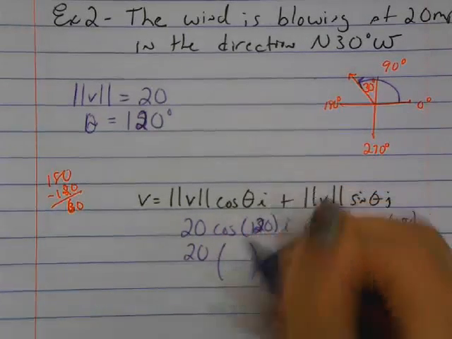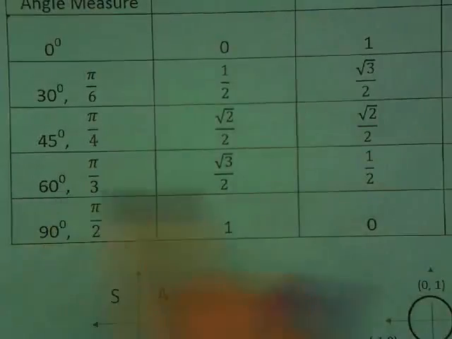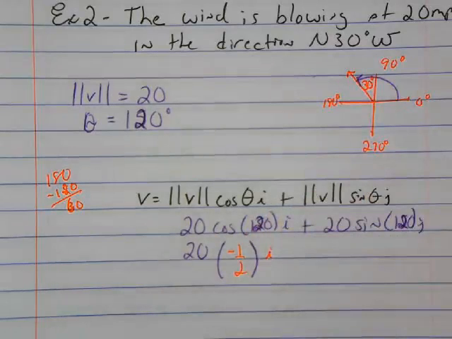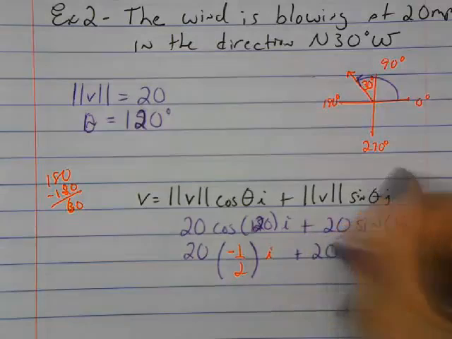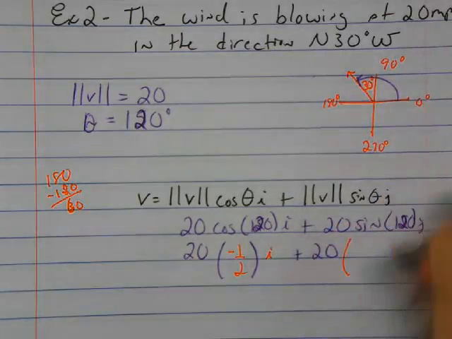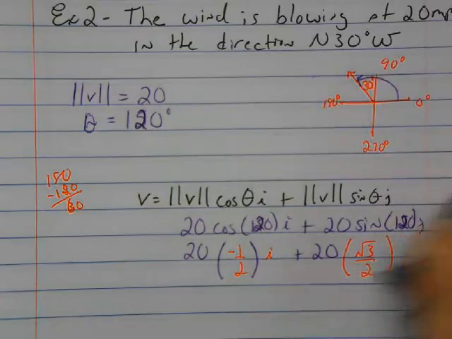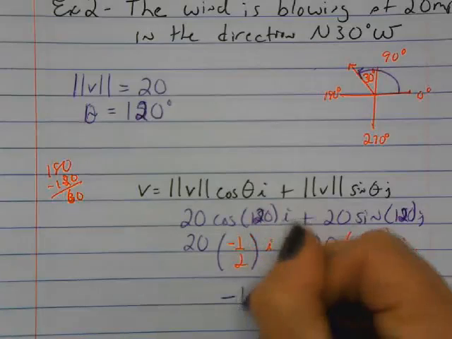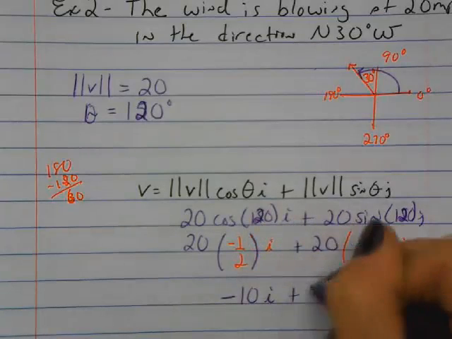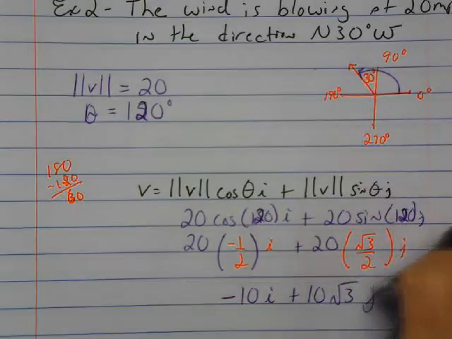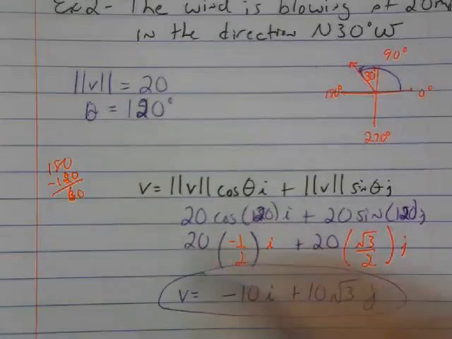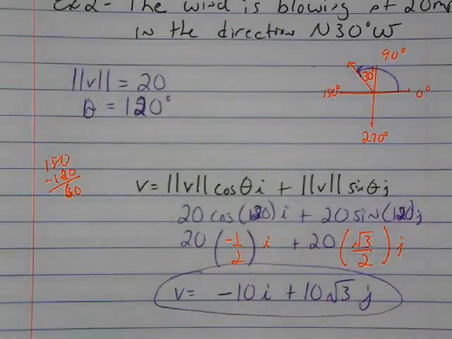I know that, again, cosine in the second quadrant is still negative. So I'm going to put 20 times negative 1/2 i plus 20. Now in the second quadrant, sine is positive, square root of 3 over 2 j. Now let's just clean it up. So I get negative 10i plus 10 square root of 3 j. And that would be my vector v. Helps if I can do basic math, right?